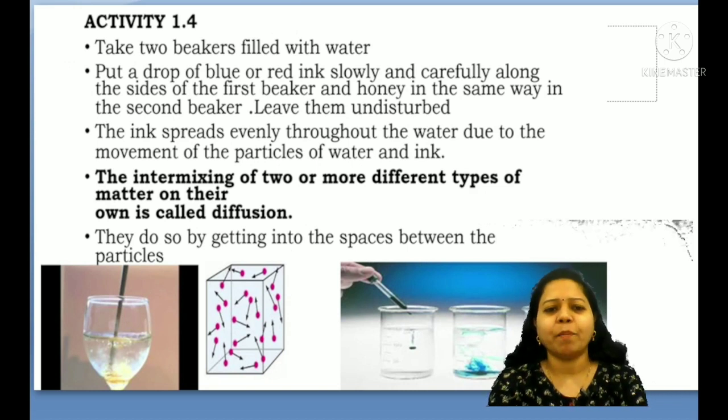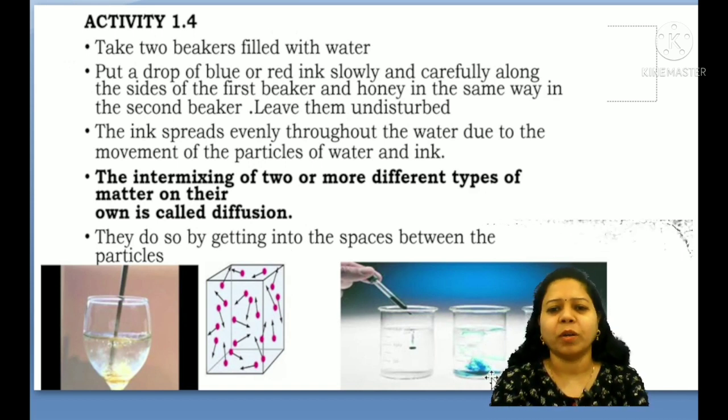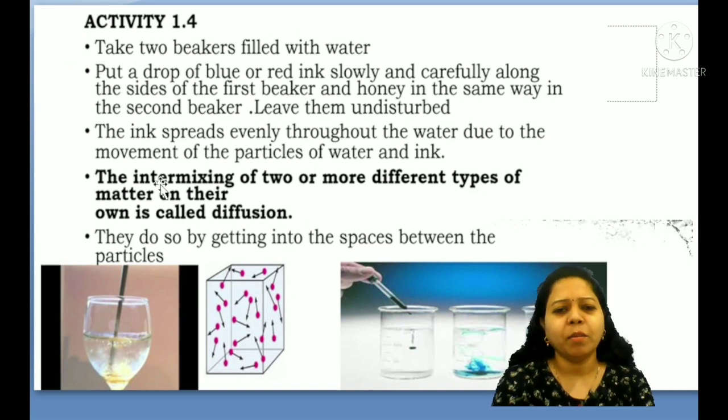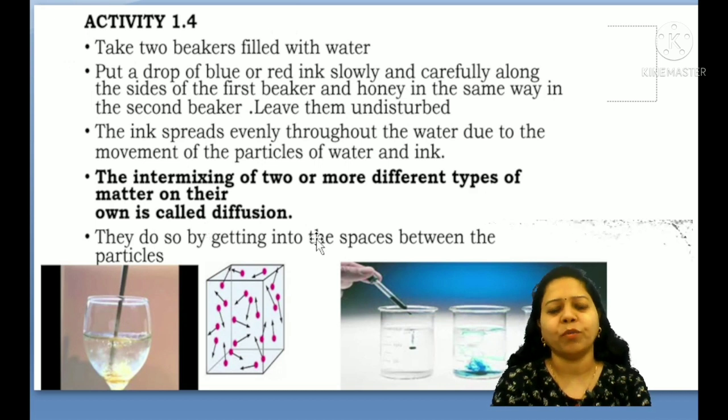Now why is this happening? Because the ink intermixes with the water, entering the spaces present between the particles of water, and that's why it is evenly distributed throughout the water. Now see, the intermixing of two or more different types of matter on their own is called diffusion. Diffusion means the intermixing of two or more different types of matter on their own.